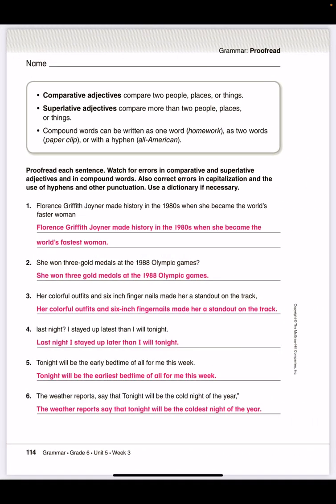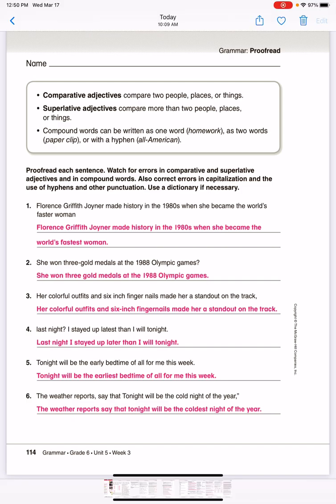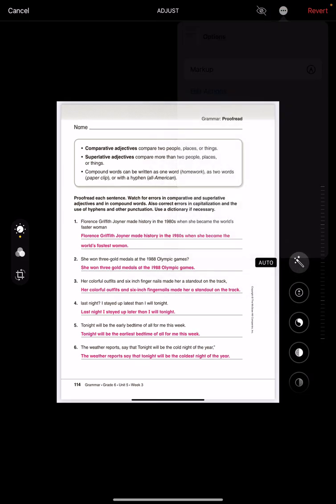All right, 114 talks about those comparatives, and we have 2 different items we're comparing. And superlatives, when we're talking about more than 2. Compound words, also we talk about the hyphens and the spaces. Okay? It says, proofread each sentence, watch for errors in comparative and superlative adjectives and compound words. Well, let's go ahead and take a look with this.